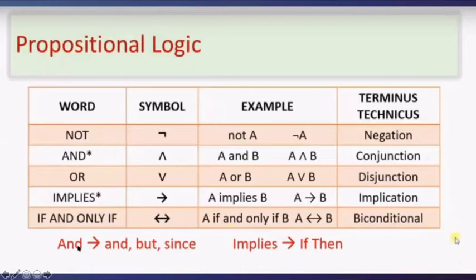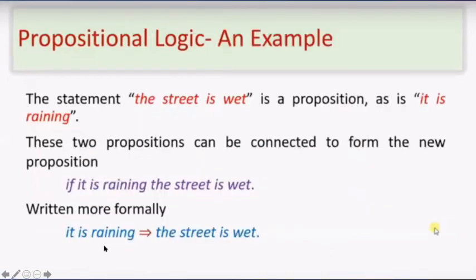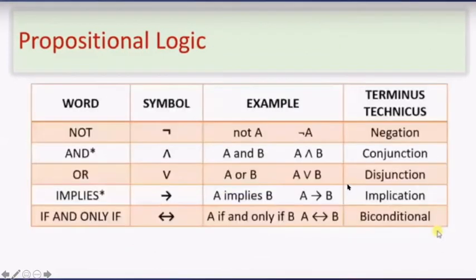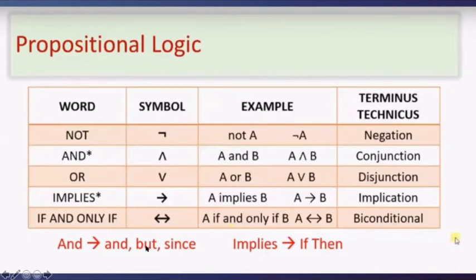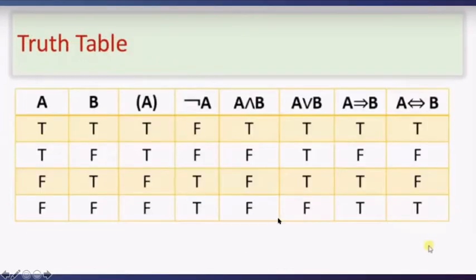And will also be represented as and, but and since could be represented similarly, and implies could be represented as if then. In the previous example, if it is raining, then the street is wet, so if then will come here. Okay, are you getting it? If then is for implication, and if we are using and, then and will come; but will come, since will come. All these natural language words will be mapped to these symbols, and if and only if will be mapped to the biconditional.